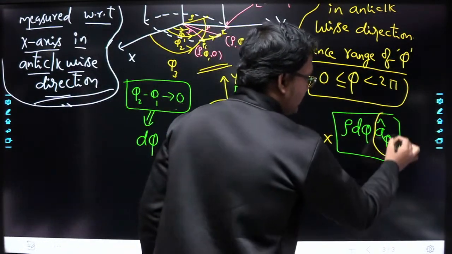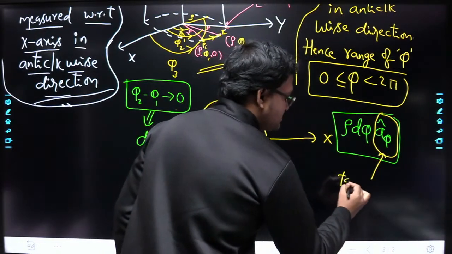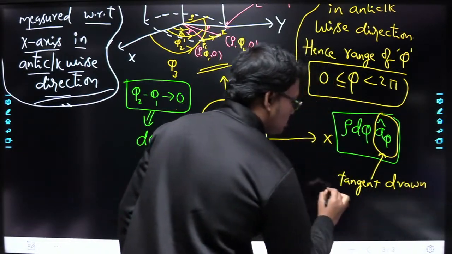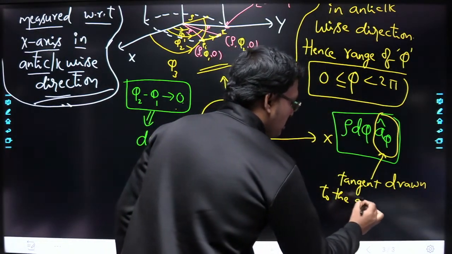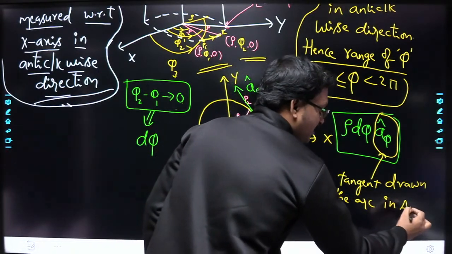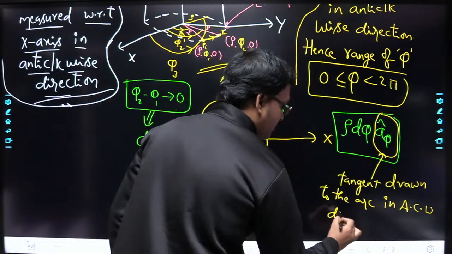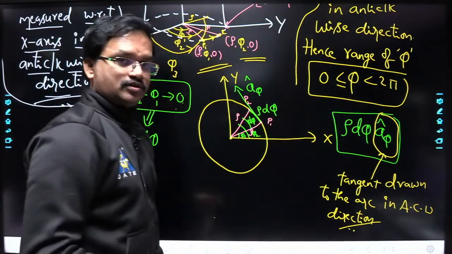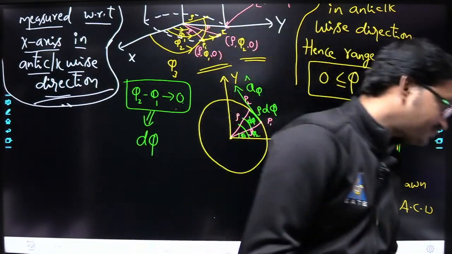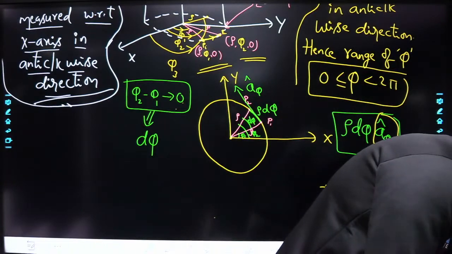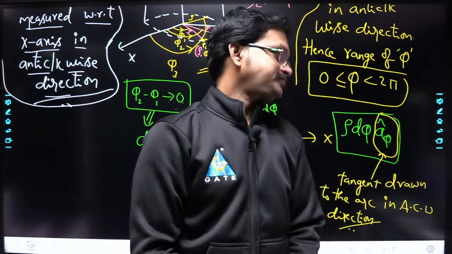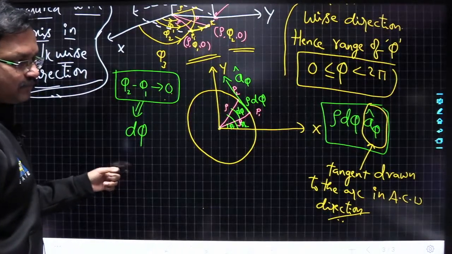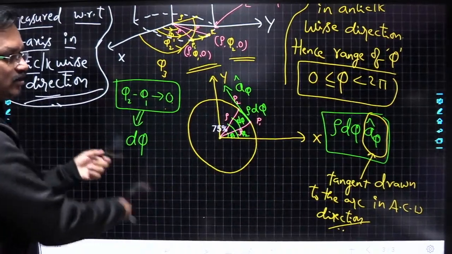So now this A phi is nothing but the tangent drawn to the arc in anti-clockwise direction. Understood? Is it clear up till now? So, the tangent drawn to the arc in anti-clockwise direction.